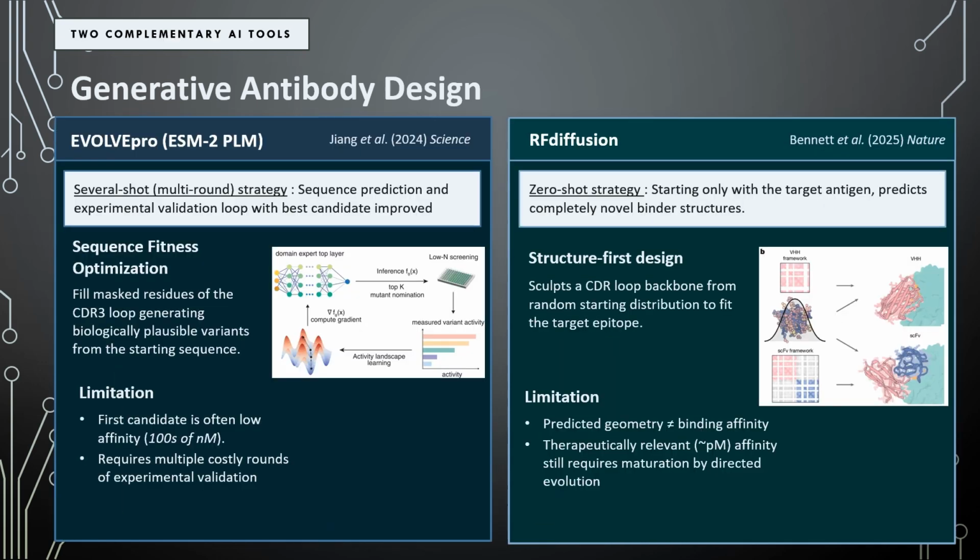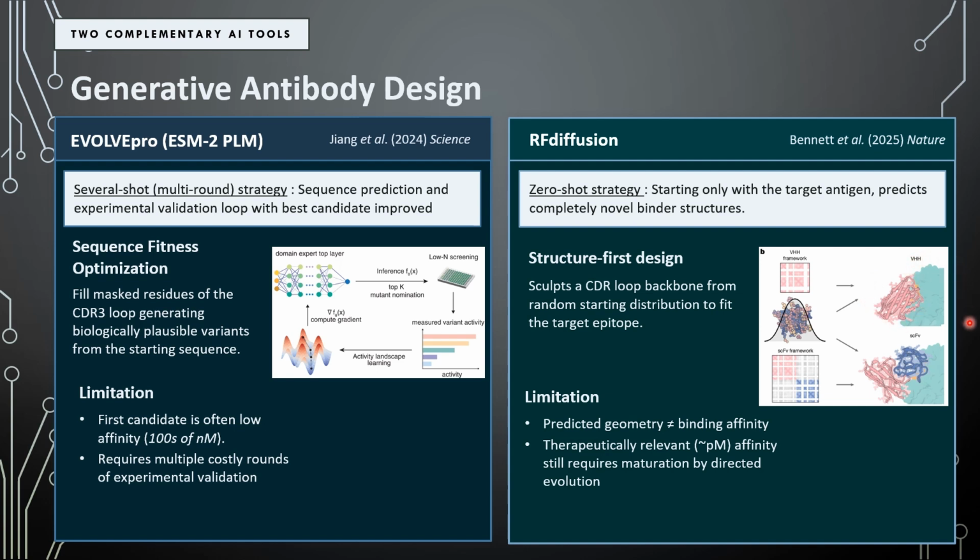So to get a bit more specific into recent advances in both method domains, we have EvolvePro, which is a PLM-based model, and we have RFdiffusion, which is a diffusion-based model. EvolvePro follows a few-shot multi-round strategy where sequences are predicted and then experimentally validated for affinity and expressibility, and then the best candidates are passed back and iteratively improved. RFdiffusion, on the other hand, goes with a zero-shot strategy where it starts only with its target antigen and then predicts completely novel binder structures without a starting point.